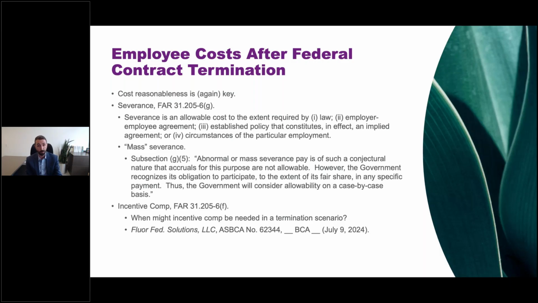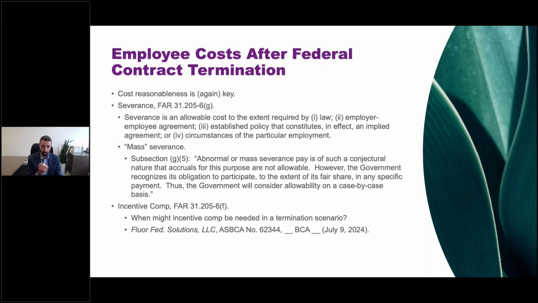You may have an agreement with your employees. You may have a standing agreement that calls for some amount of severance. Severance is generally going to be allowable. There actually is an exception if an incumbent is coming in and taking over the work, the person's continuing in effectively the same position, but that's probably not going to be implicated in a termination situation.